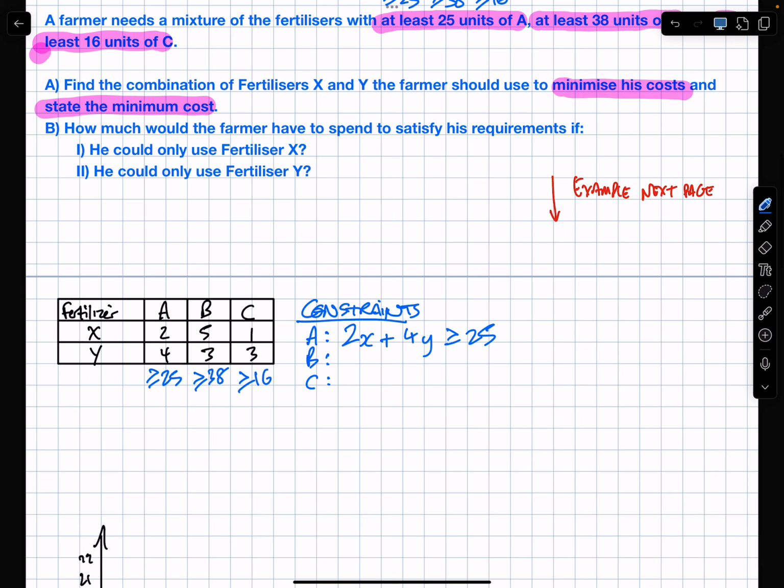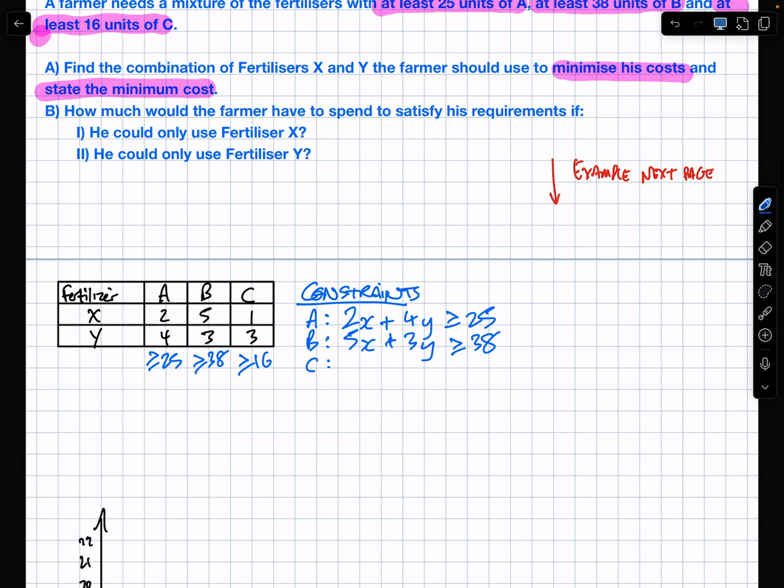Okay, there are other people in this class. What is the constraint for B? 5x plus 3y is greater than or equal to 38. Someone else that isn't already ahead. What's the constraint for C? x plus 3y greater than or equal to 16.